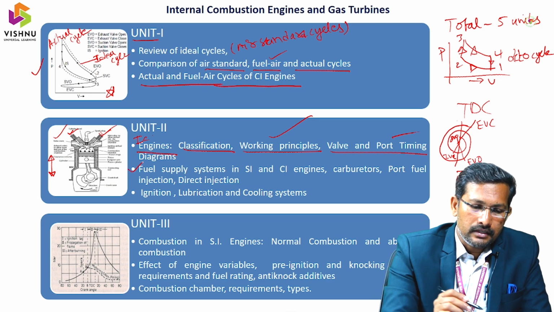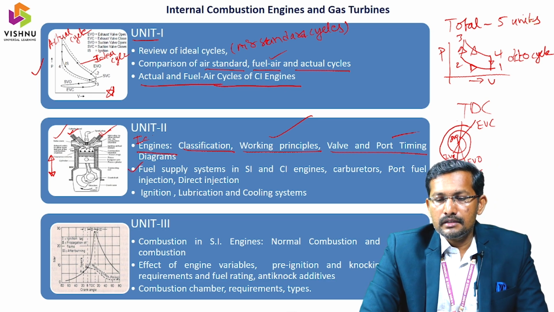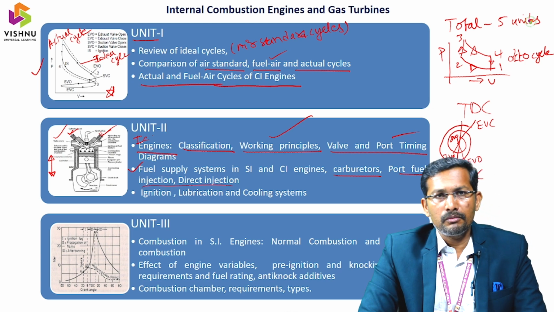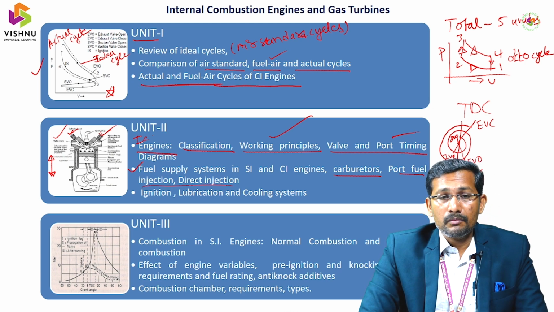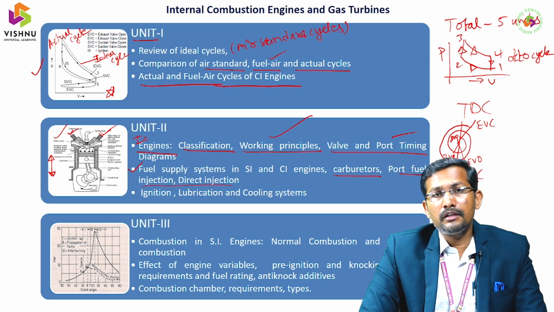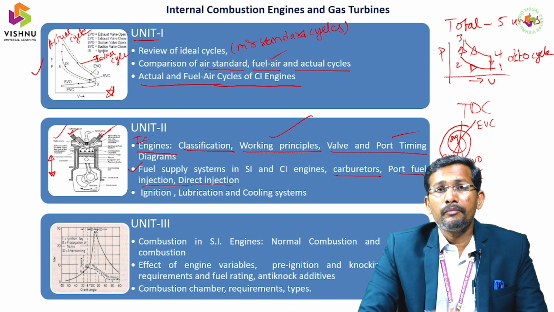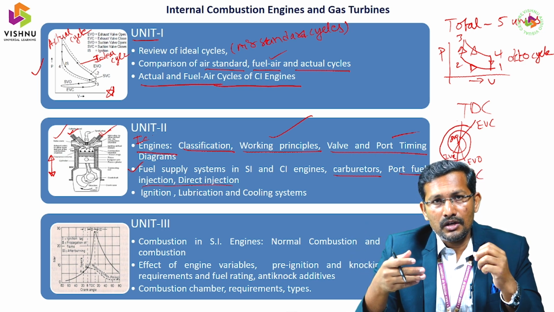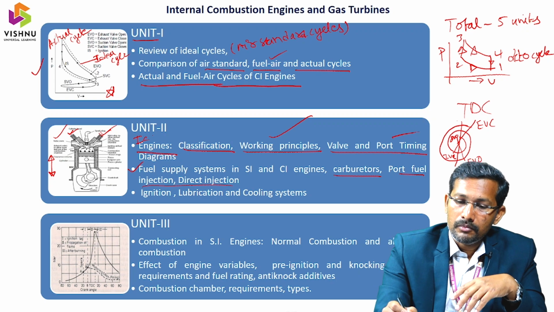And the next one is fuel supply systems in SI engine and CI engine, like carburetors, port fuel injection and direct injection. This part will be discussed in the second unit. Fuel supply systems: in SI engine, how we are supplying the fuel, what is the importance of the carburetor. Carburetors are mainly used in petrol engines, where we need to mix the air and fuel thoroughly before entering the combustion chamber. That is the help of carburetors.